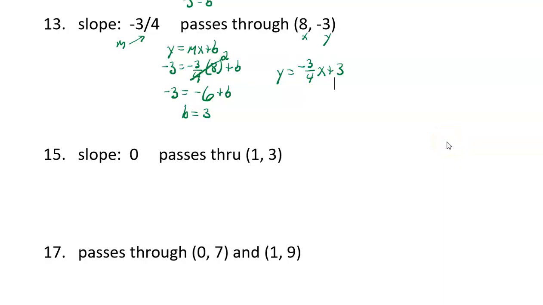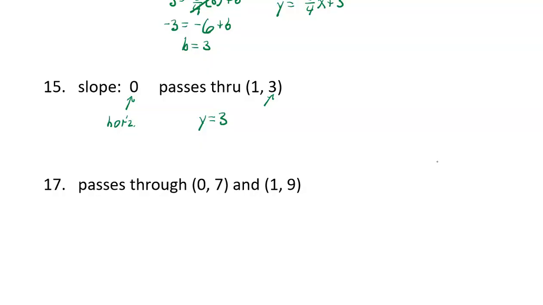Number 15. Now you can run through that same process, but to save time, notice that the slope is 0. If the slope of a line is 0, then it is a horizontal line. A horizontal line has the equation y equals a constant number. In this case, 3. That's the value of y, right? The second number in the parentheses.